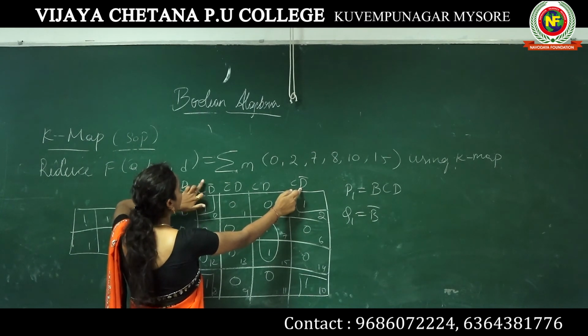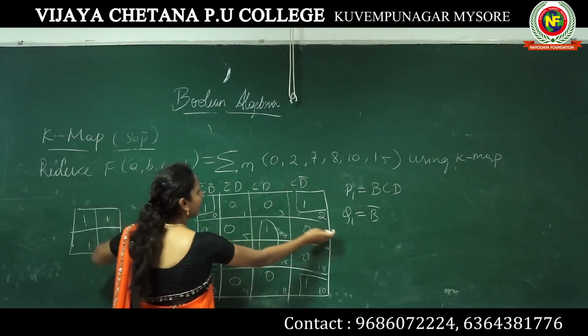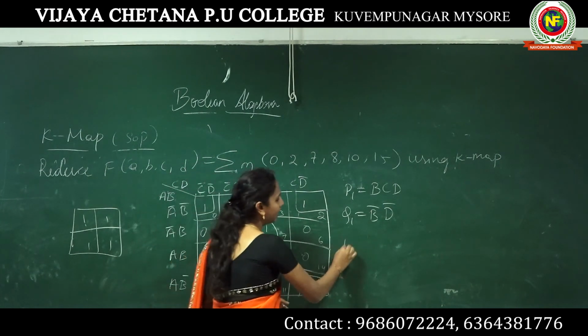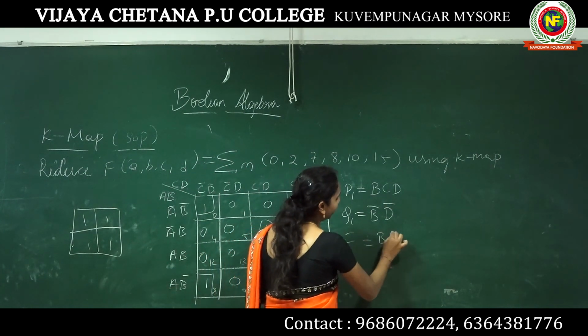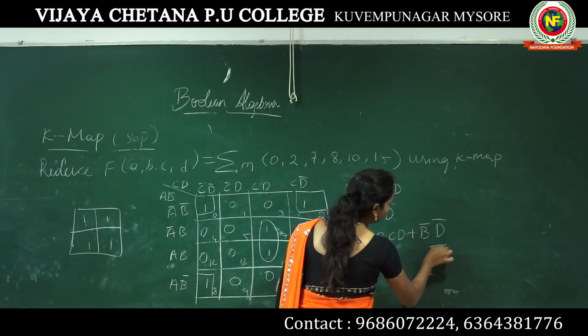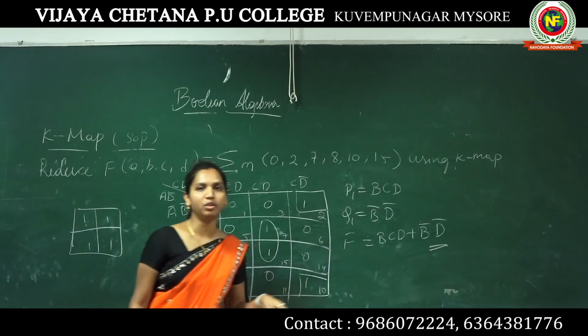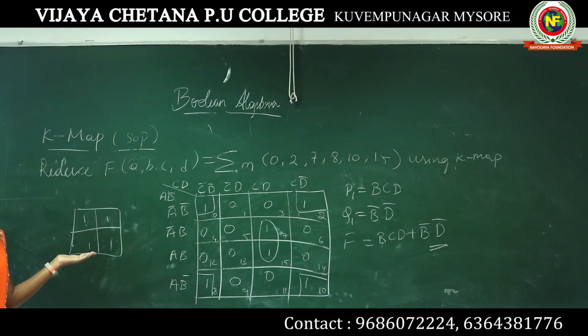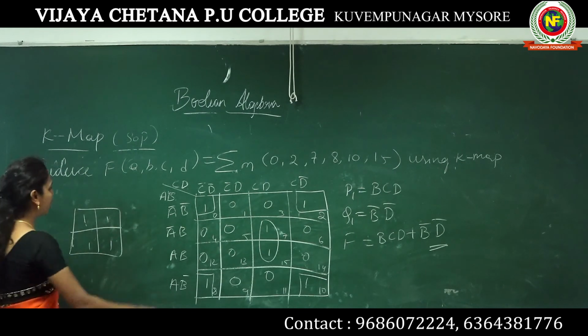So here C bar, C will be cancelled, only remaining with the D bar. Right. Now the final expression becomes BCD plus D bar D bar. So this is the final result. This is the end of the problem. So that's the problem. If you do it first, you will get the 5 marks.